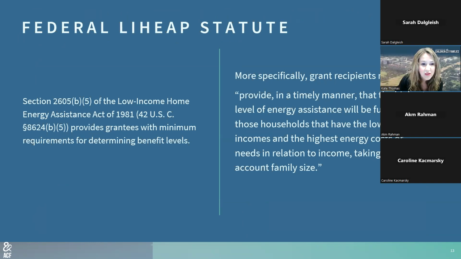Great. So now we are going to talk about this section of the statute known as Assurance 5. It basically means you must consider income, household size, and energy cost or energy needs in your benefit matrix. That's basically what we refer to as your benefit matrix. You do have the flexibility in defining what energy cost or energy needs are. Energy prices, energy burden, prices by fuel type, regional variations, climate zones. Those are all examples of the energy need that you might incorporate into your matrix.